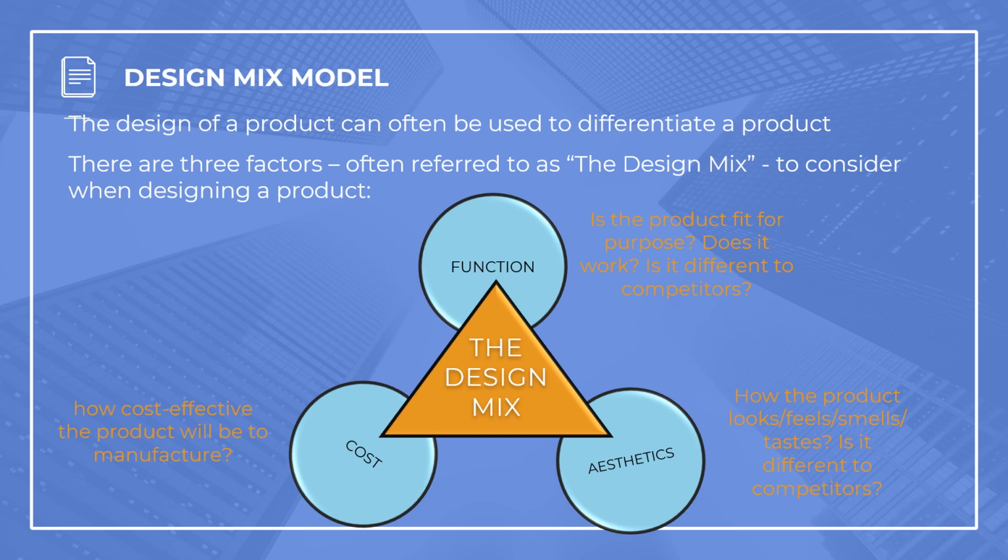And finally, cost. Cost means how cost effective it will be to manufacture, and is there any way we can do this differently to our competitors? That could include things like making the product out of sustainable materials. It might cost more, but it would be different to the competitors.